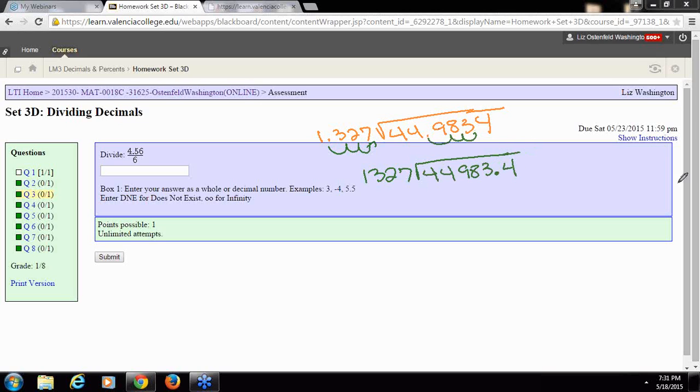See that? Okay, so each problem is different. It's not necessarily 1 all the time. It's however many places to make that a whole number. Good question. Very good.